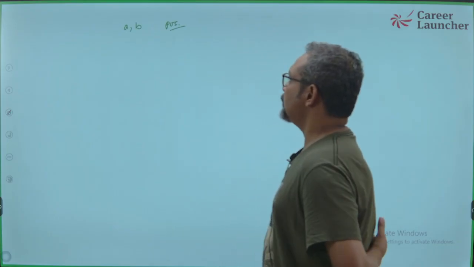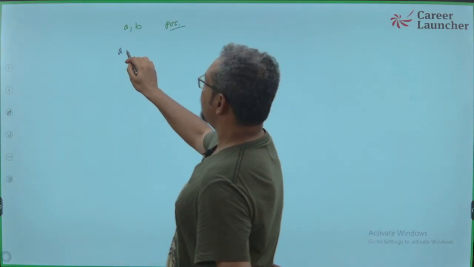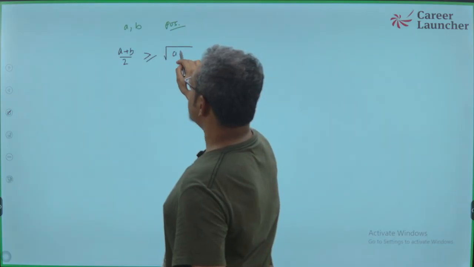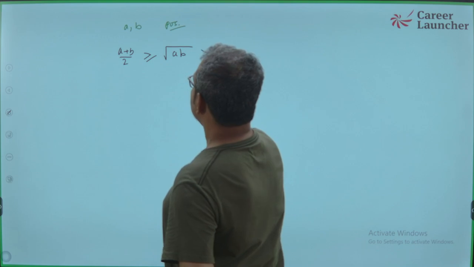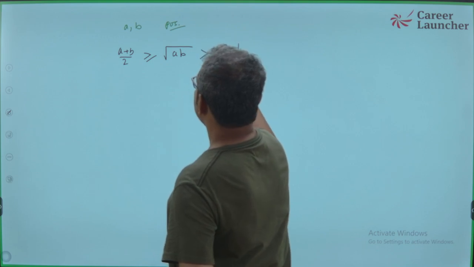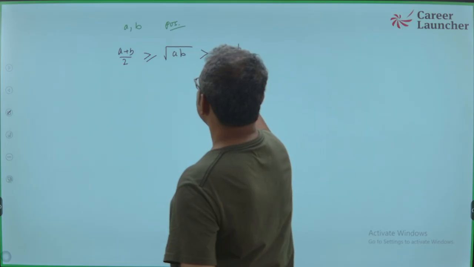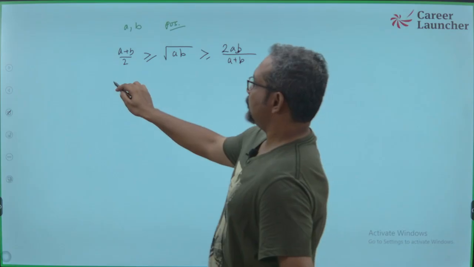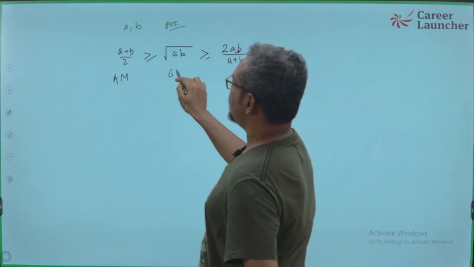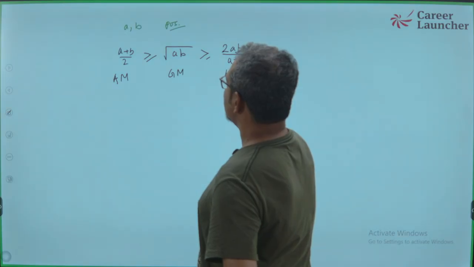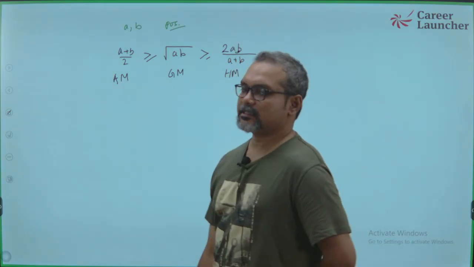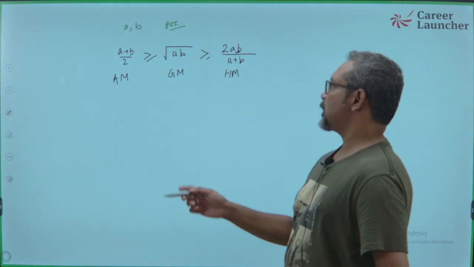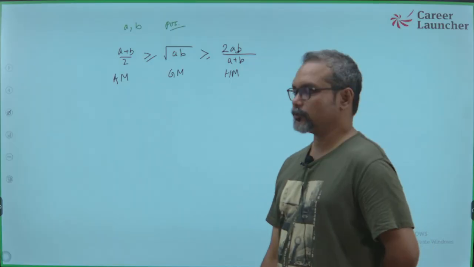So for positive numbers, the arithmetic mean, (a plus b) upon 2, is greater than or equal to the geometric mean, which is root over ab, which is greater than or equal to the harmonic mean, that is twice of ab divided by the sum. Okay. So this is the arithmetic mean, this is the geometric mean, this is the harmonic mean. Just to explain, arithmetic mean is just the average, so you just add them and divide by 2. Geometric mean is basically the square root of the product of those two.